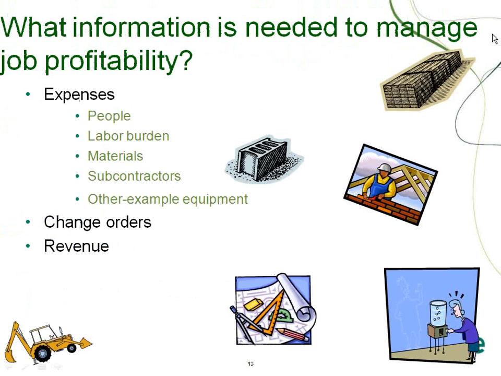What kind of information is needed to manage your job profitability? We have expenses: people, labor burden, materials, subcontractors, and maybe equipment. You have change orders that might impact the amount of expenses on a job or the amount of revenue on a job that gets recognized, and then you have the revenue from the original job.